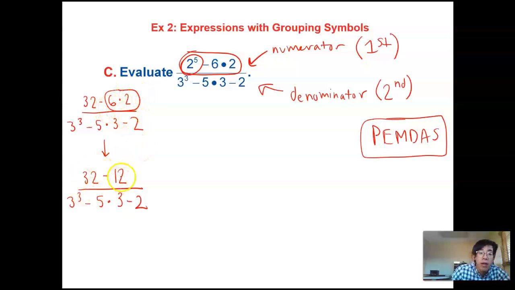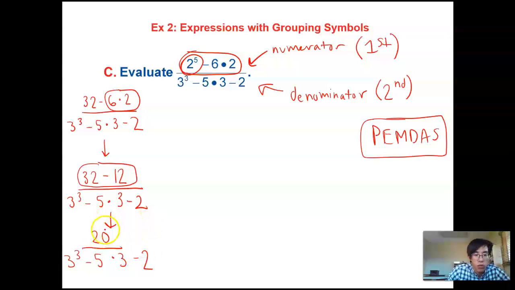Okay, now that I'm done with any multiplication and division, I can now subtract these two values right here. As I write this down, it's going to give me 20. 32 minus 12 is 20. And 3 times 3 minus 2. So I've simplified everything now in the numerator. Now it's time to simplify everything in the denominator.